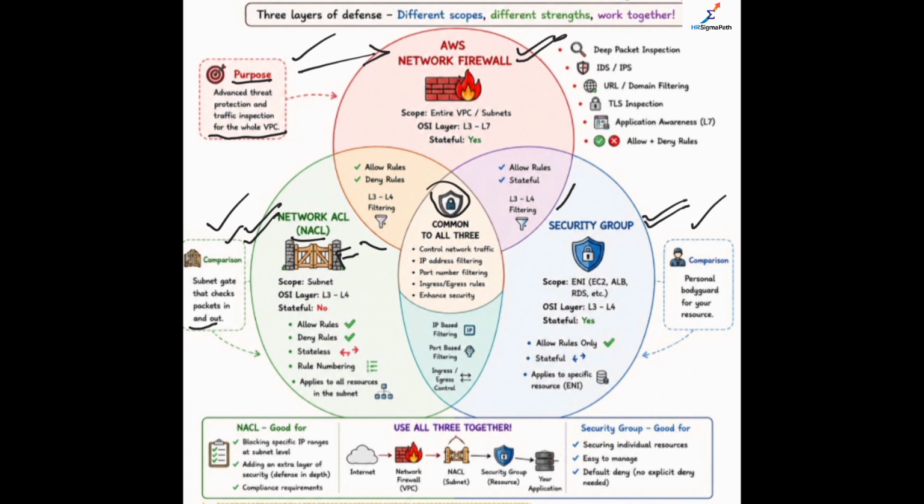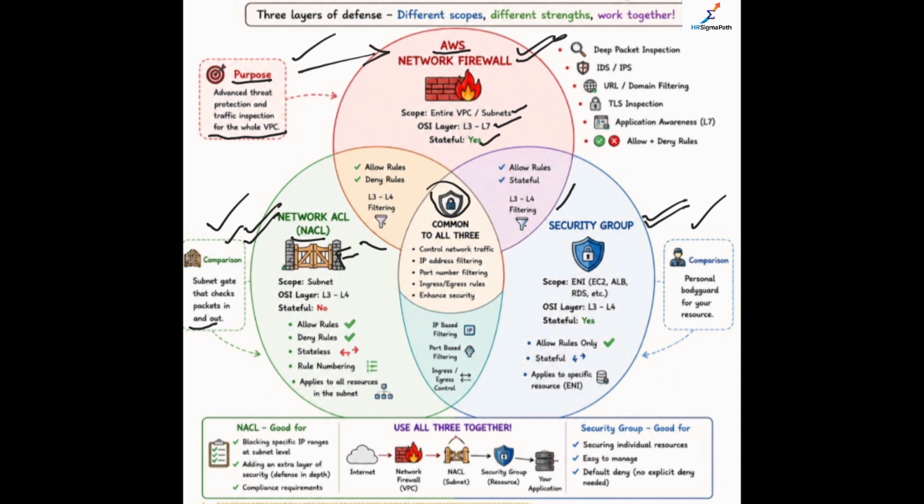Now let's move into the first circle, which is AWS Network Firewall. It protects your entire VPC or the selected subnet, and its scope is much larger than individual resources. Notice that it operates from OSI layer 3 all the way to layer 7. This means it understands not only IP addresses and ports but also application-level traffic. The diagram also tells us that it is stateful. Being stateful means it remembers ongoing network conversations, so the return traffic is automatically recognized without creating a separate rule.